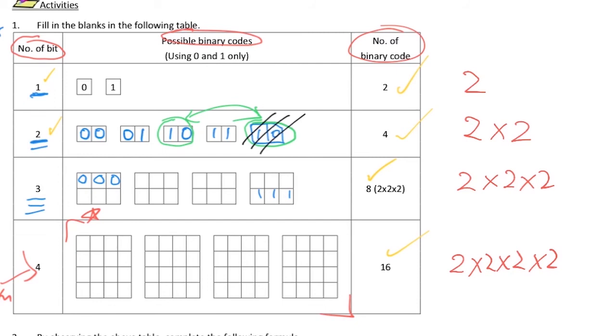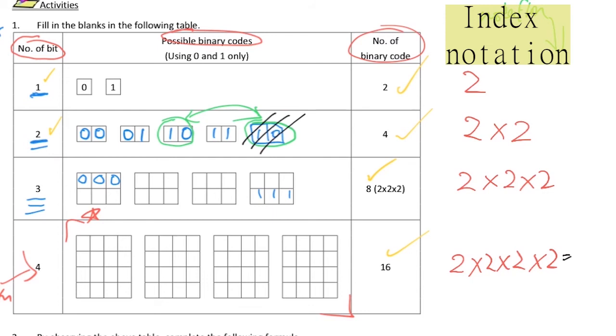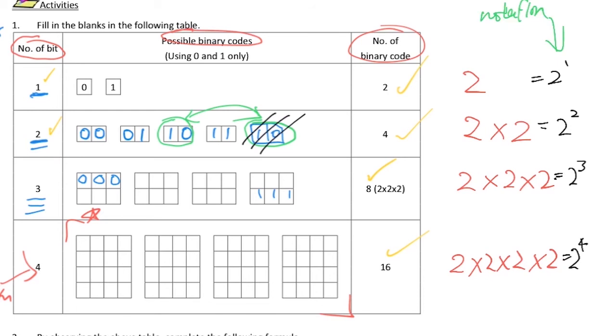Okay, so if we use index notation, we can see that actually 2 times 2 times 2 times 2 is 2 to the power 4. 2 times 2 times 2 is 2 to the power 3. 2 times 2 is 2 to the power 2. And 2 is 2 to the power of 1. And you can see this power actually is the number of bits.